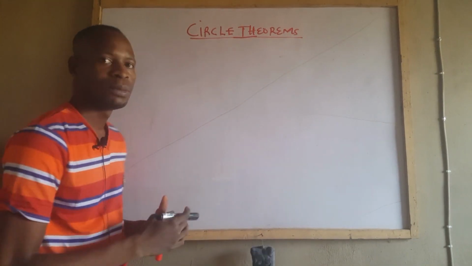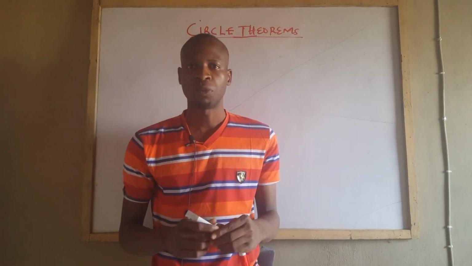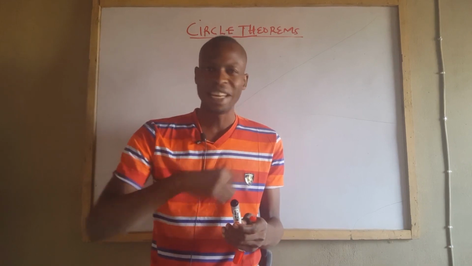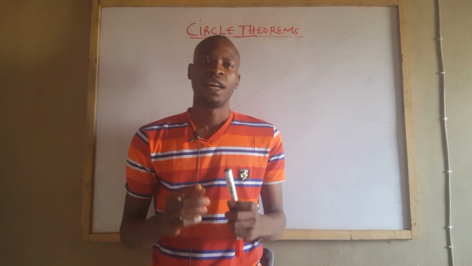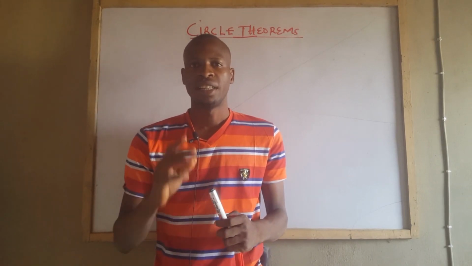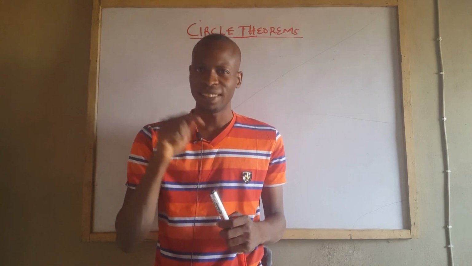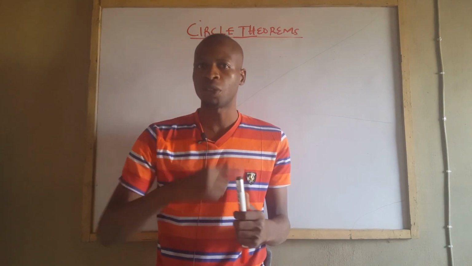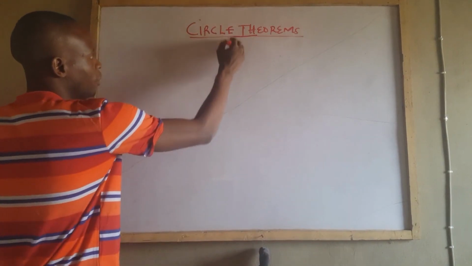Now the first theorem simply states that the angle which an arc of a circle subtends at the center is twice that which it subtends at any point on the remaining part of the circumference. I take that again. The theorem simply states that the angle which an arc of a circle subtends at the center is twice that which it subtends at any point on the remaining part of the circumference. Let us consider a diagram here.